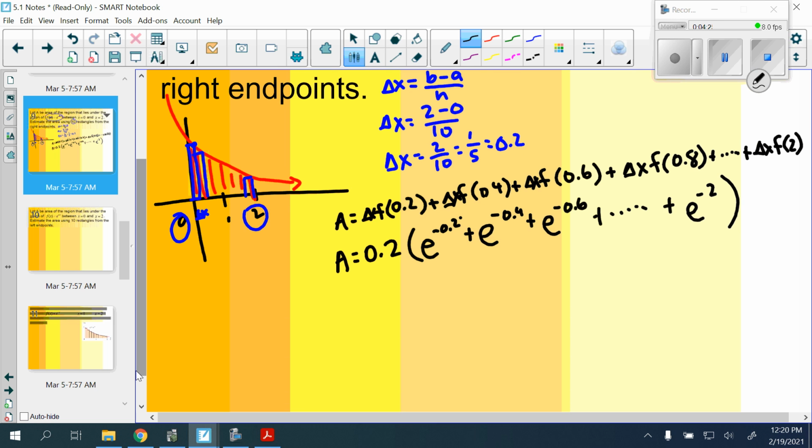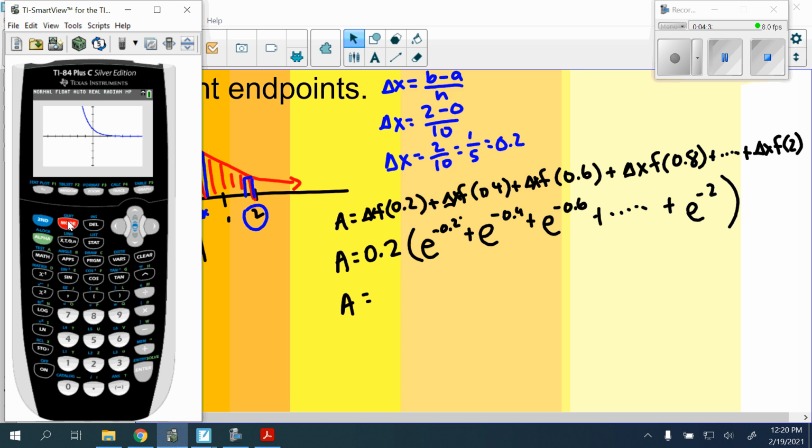So that should give us the area of this one. This is not one we'd want to try to do by hand like we did with a previous example. This is definitely a calculator one. So let's type this in and see what we get. So inputting this one, we've got 0.2, start of parentheses, and then we're adding all these up. So we've got e to the negative 0.2, and then we're going to hit plus, and then we're just typing all these in.